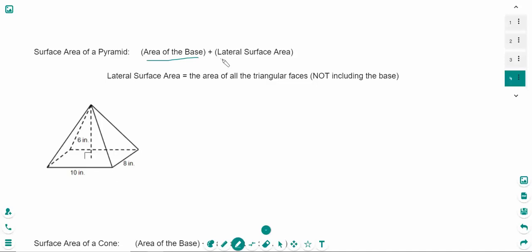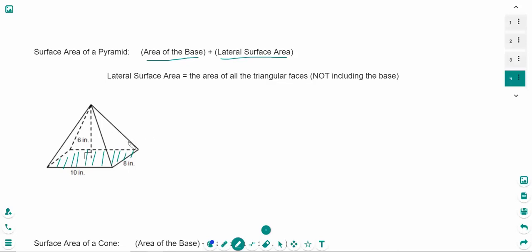and we're going to add it to the lateral surface area. So remember, we're just taking the area of the base. That's pretty straightforward, trying to find the area on this. And then we need to find the area of the lateral surface area. Now, hopefully you kind of remember what lateral surface area means. It means kind of the distance around the shape, okay? Disregarding the base. We don't count the base, we just count the distance around the shape, or the area around the shape, you might say.